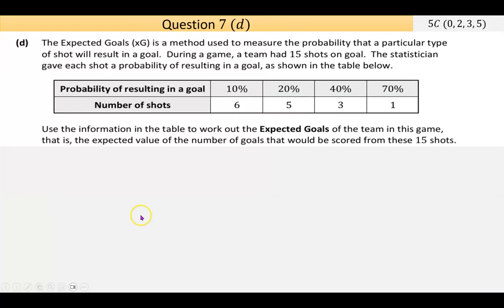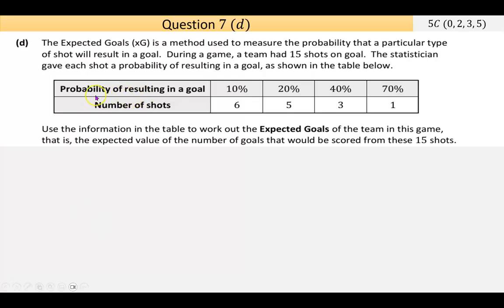Okay. Now, part D says the expected goals, and they're using, for some reason, the letters X and capital G, is a method used to measure the probability that a particular type of shot will result in a goal. During a game, a team had 15 shots on goal. The statistician gave each shot a probability of resulting in a goal, as shown in the table below. I don't fully understand that scenario, but whatever.